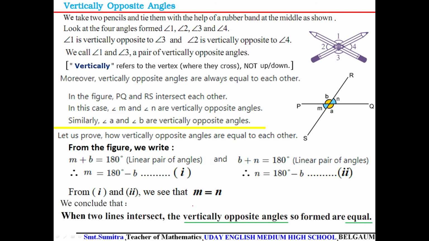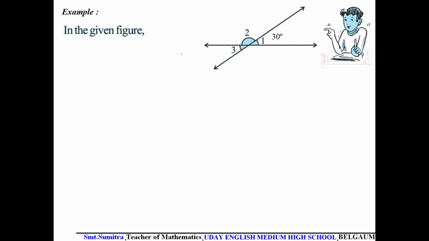Vertically opposite angles. Hope you understood the concept, the definition, and the formation of vertically opposite angles. Please copy the notes. Let us do few simple examples. In the given figure, we see that angle 1 is 30 degree. The question is find angle 2 and angle 3.